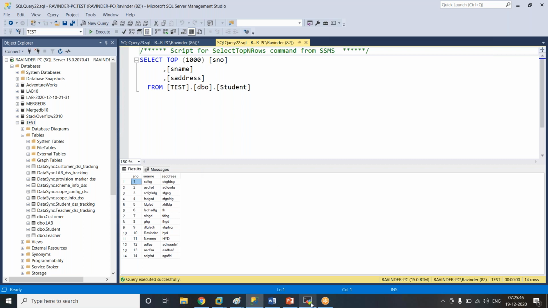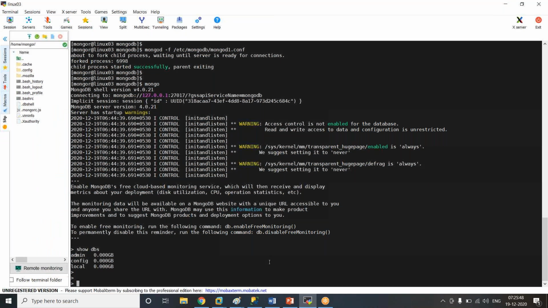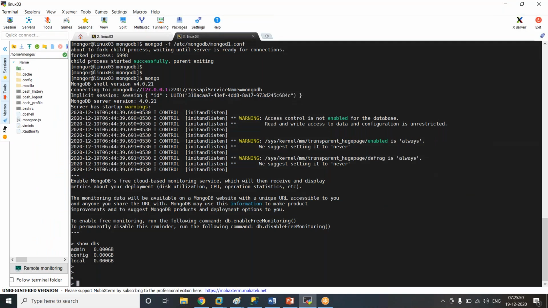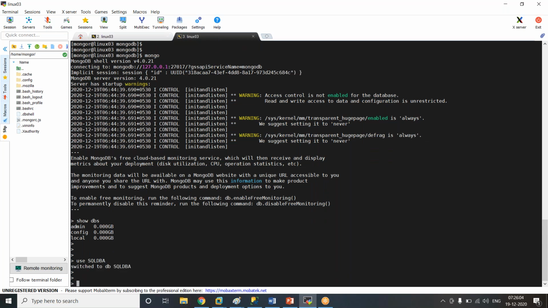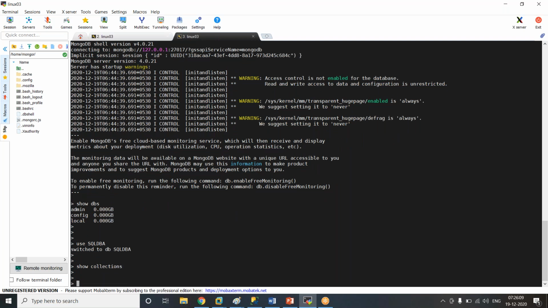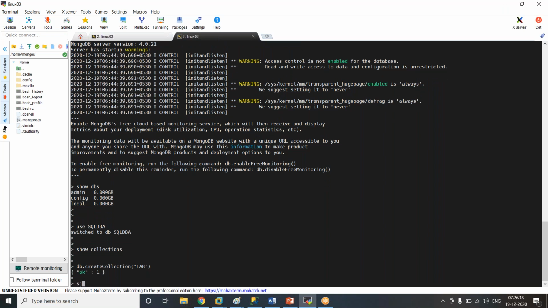But whereas in MongoDB, this is a MongoDB UI or a command prompt. I'm in the MongoDB server right now, so I'm going to create one database. Creating a database is just use database itself. It will create the database automatically. Nothing you have to do basically. So I'm creating the SQL DBA database right now. You don't have any collections at the moment. Collection means table. I'm creating one collection with create collection, a simple command, called lab. Now the collection got created.